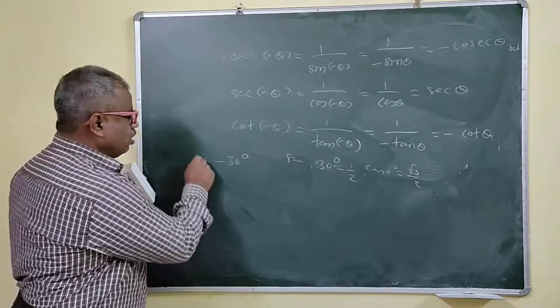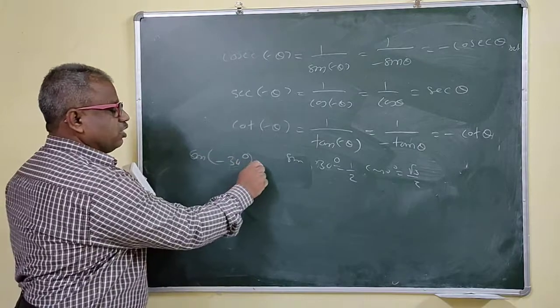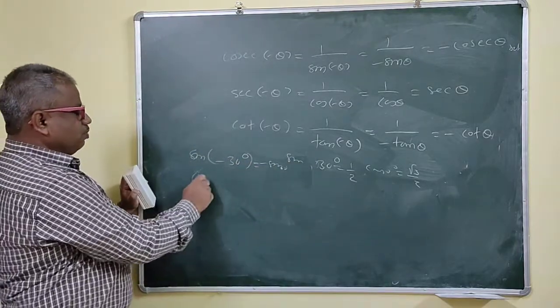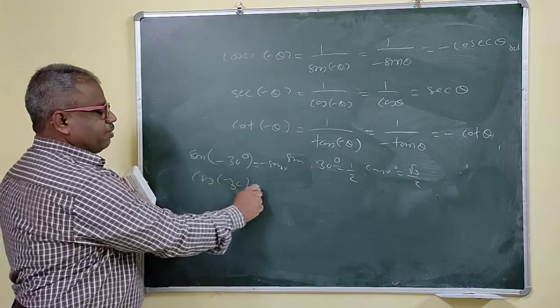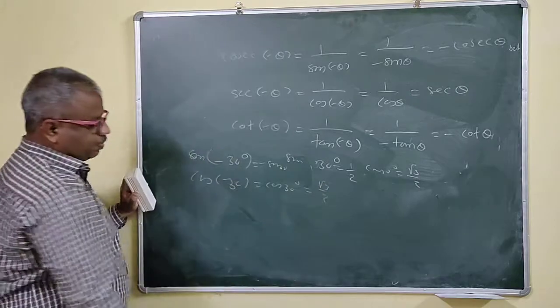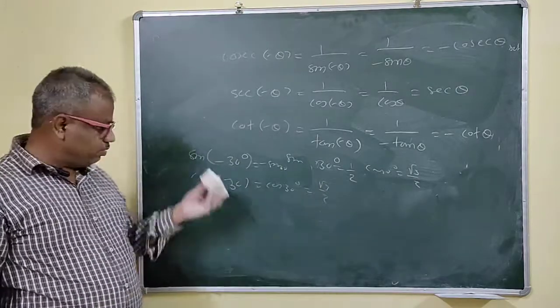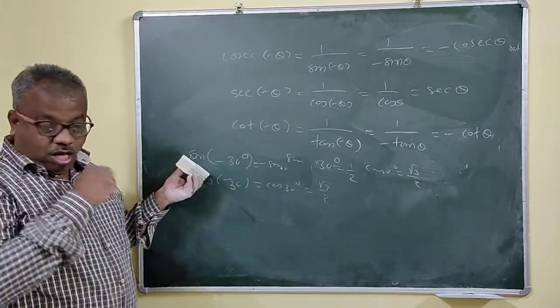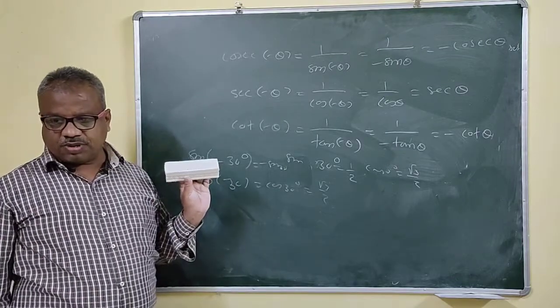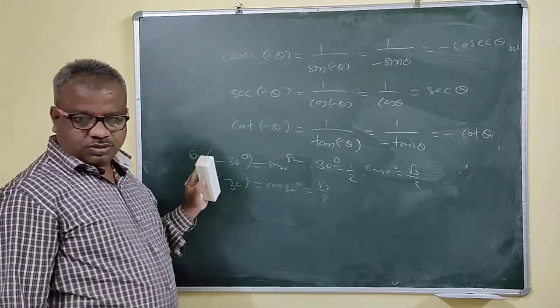And then write sine of minus 30 degree is minus sine 30 degree. Cos of minus 30 degree is the same as cos 30 degree, which is root 3 by 2. Now that you get sine and cos, you can find the rest of the trigonometric ratios.